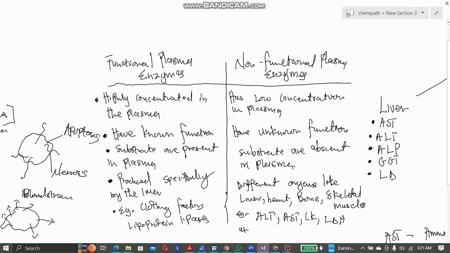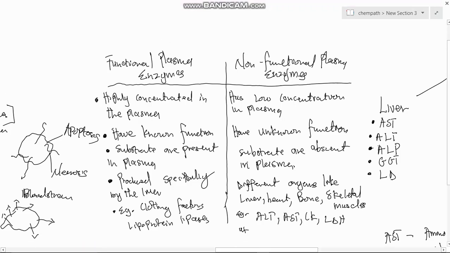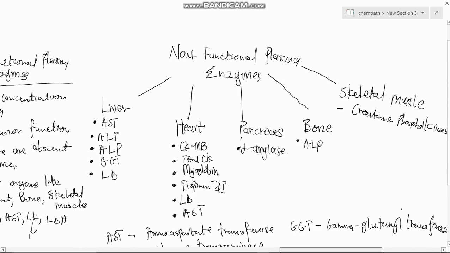We have creatine phosphokinase, that is for the CK. Then we have lactate dehydrogenase. These enzymes, for the creatine phosphokinase, are mostly found in the heart muscles, as I was saying. Then we have the lactate dehydrogenase. Now, this is a sketch, or let's say a flowchart, of the non-functional plasma enzymes, and the particular organs they are likely to be highly concentrated in.